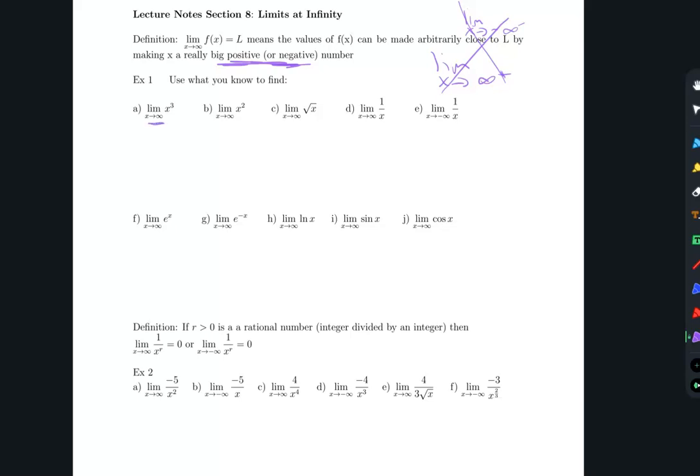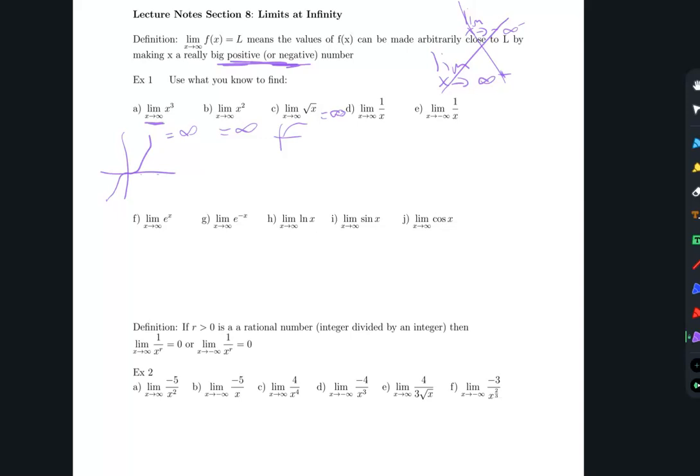So you can think of the graph for this one. So y equals x cubed, you know this is the graph. X's are getting larger, the y values are getting larger. Same with y equals x squared, that's infinity as well. So looking at the graph of root x, you can see that that goes to infinity.